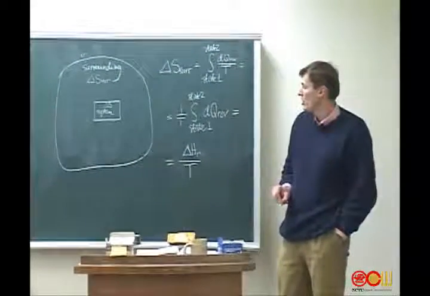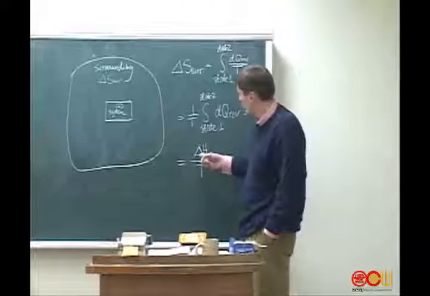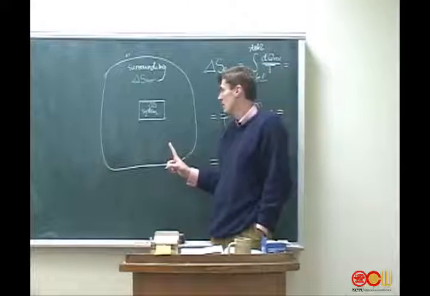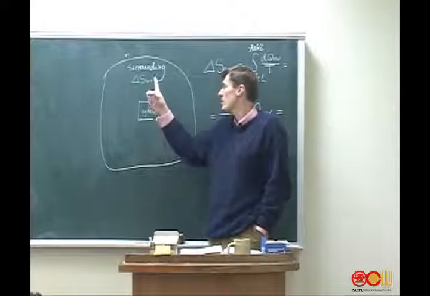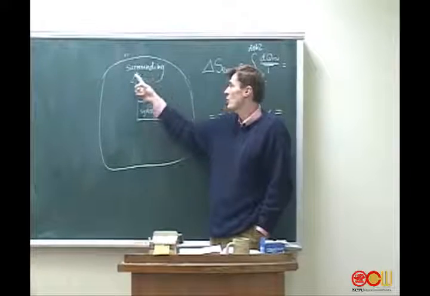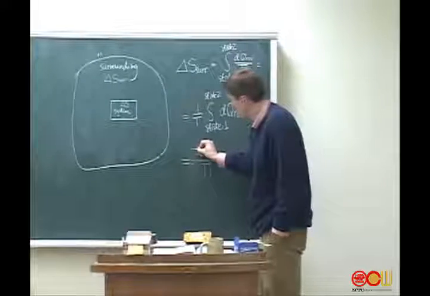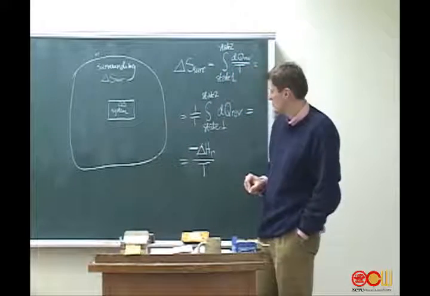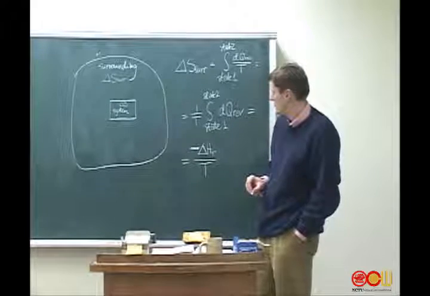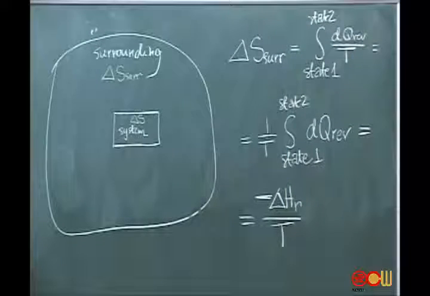Now I should think for a moment about the sign, because if the reaction was exothermic, it means the heat was transferred outside and the entropy of the reaction will go up. So there should be a minus sign here. Good. I can come back to this equation.